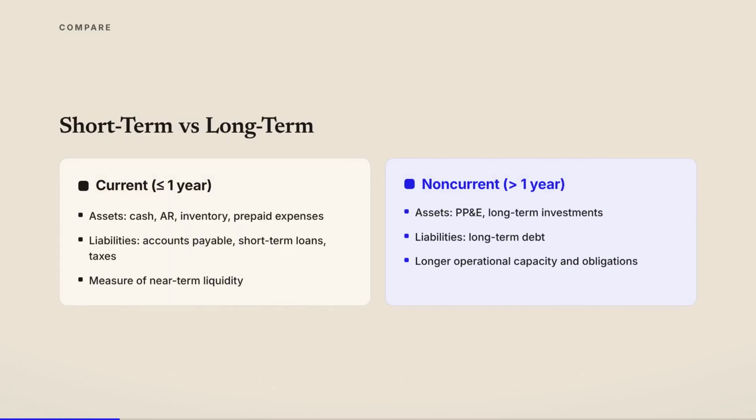The current versus non-current split helps you judge timing. Current assets should be converted into cash or used up within a year, while non-current assets last longer. Current liabilities are due within a year, while long-term liabilities stretch beyond that. This timing matters because a business can look healthy on paper but still struggle to pay near-term bills if current liabilities are too heavy. So balance sheet reading is not just about totals, it is also about when cash moves in and when obligations come due.